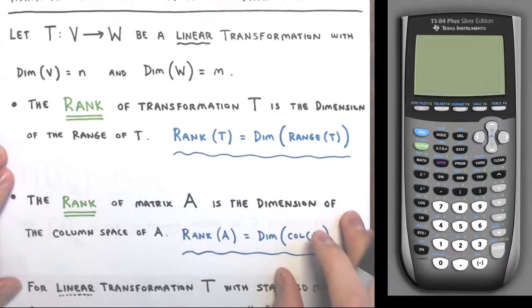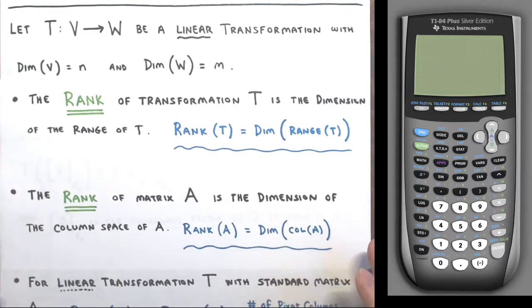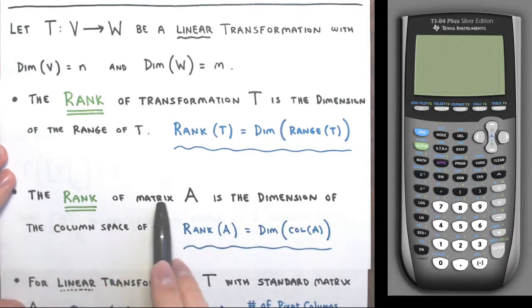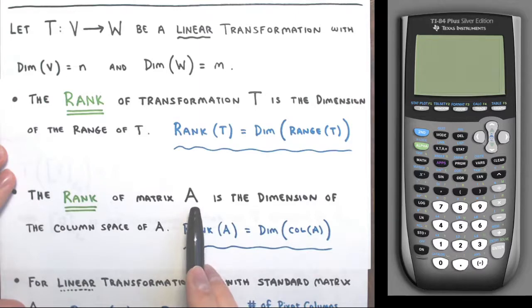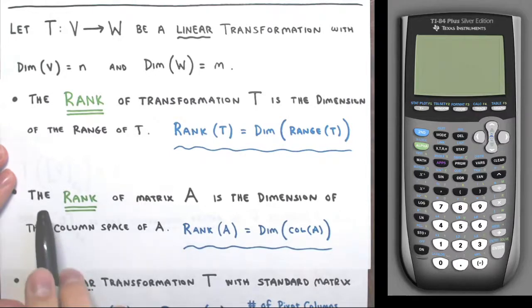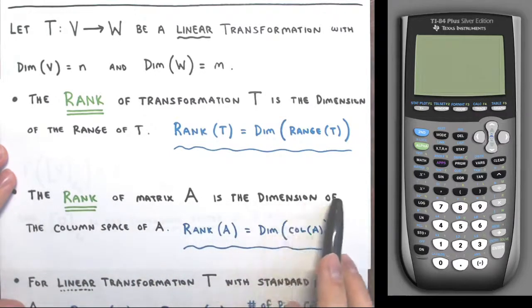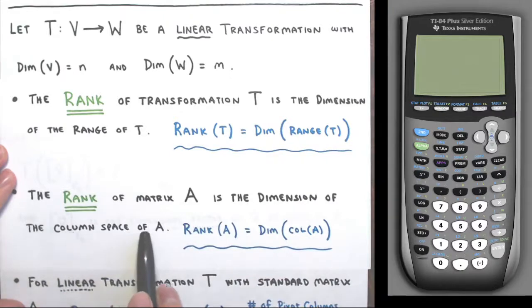Well, we've also seen the word rank come up before in terms of matrices, right? A matrix had a rank as well. The rank of a matrix A is the dimension of the column space or row space, right? Those had the same dimensions, the column space and the row space, but we're going to strictly talk about the column space here. The rank of matrix A is the dimension of the column space of A.